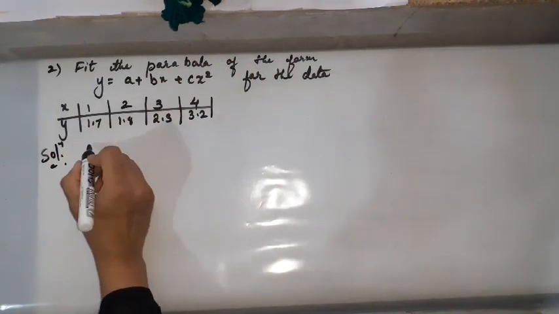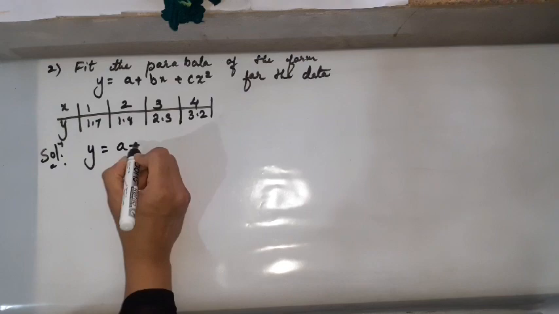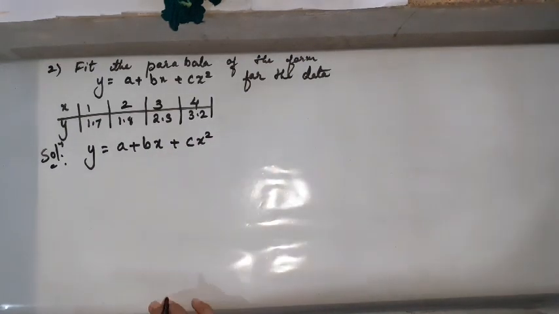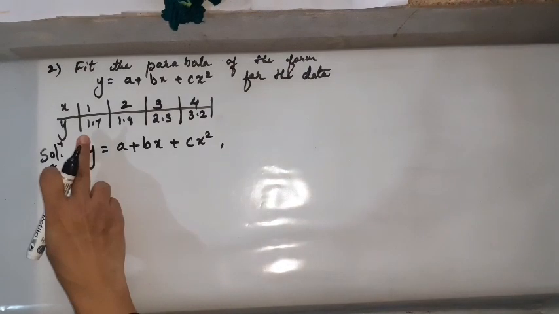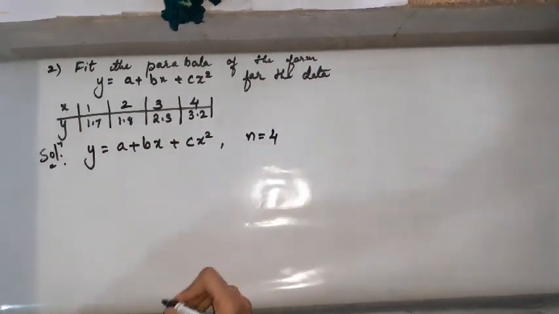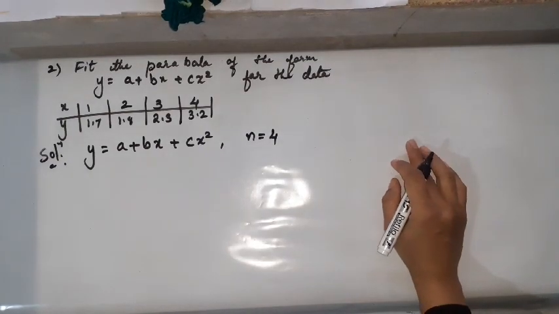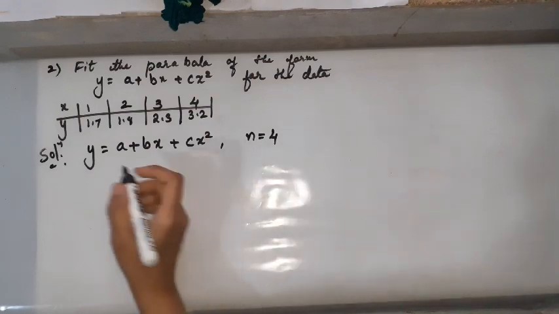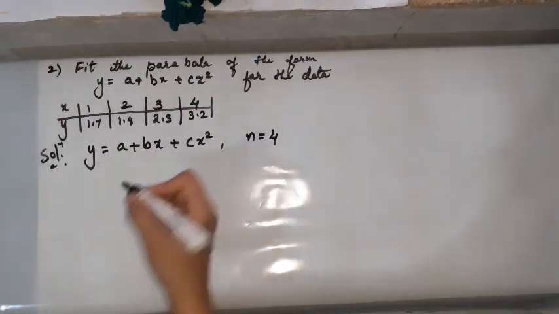Solution. Take the given equation y is equal to a plus bx plus cx square. Write the number of points given to you. What is the number of points? It is n equal to 4. And after this, write the normal equations.